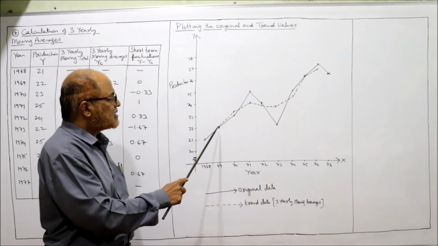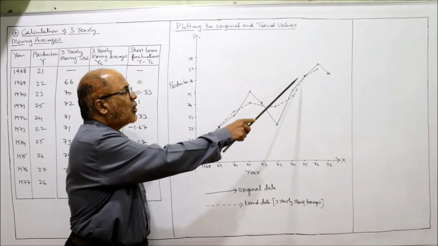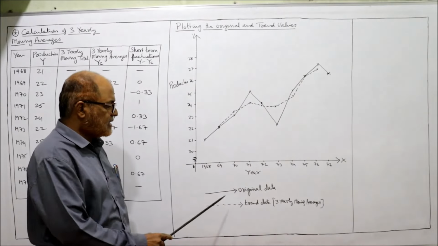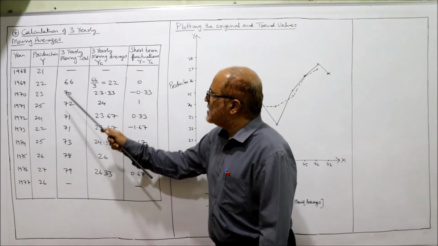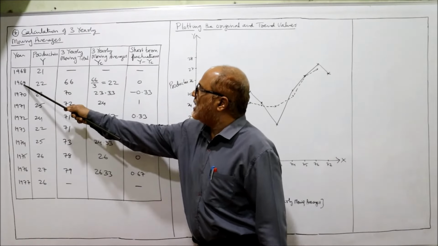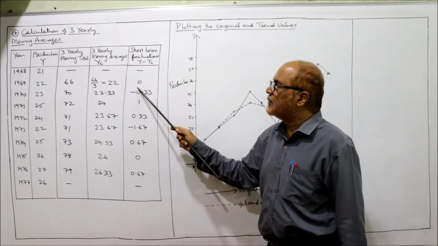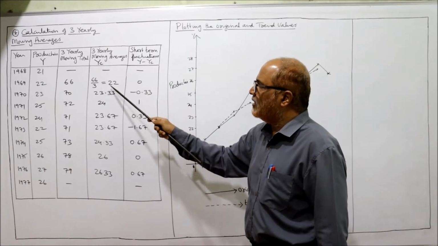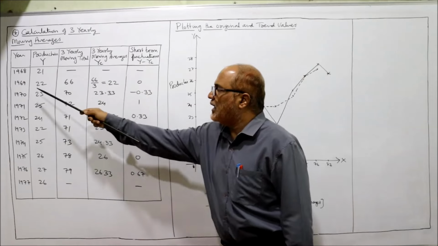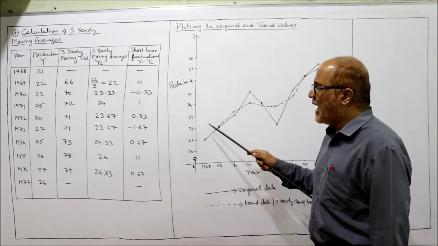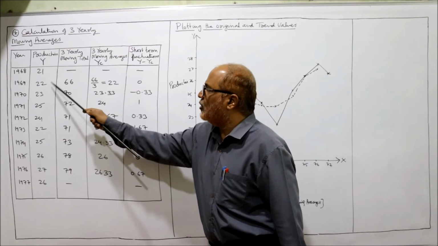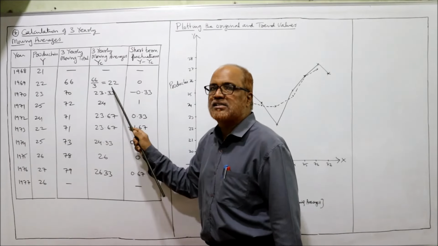So this straight line which you are getting here is the original data, whereas this dotted line is the trend data. Now trend data you can see here for 1969 the trend value is, oh sorry, 22. So for 1969, actual value and trend value both are 22.